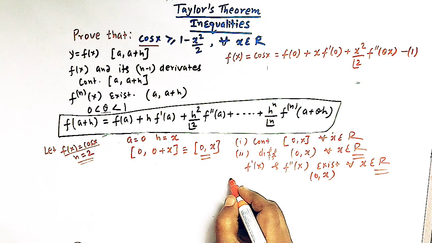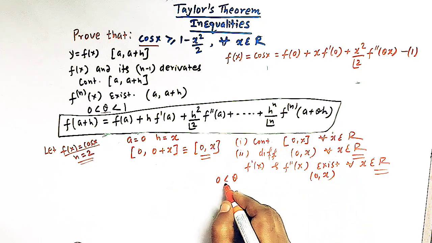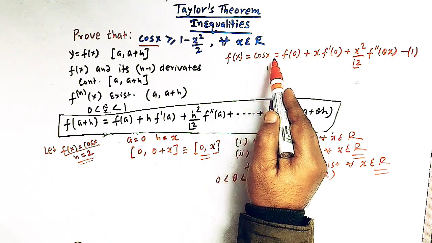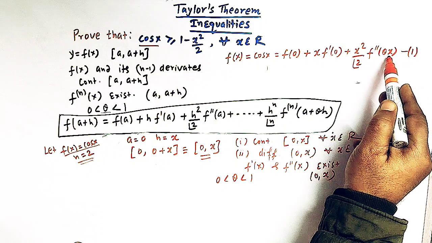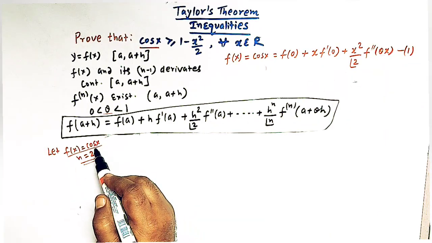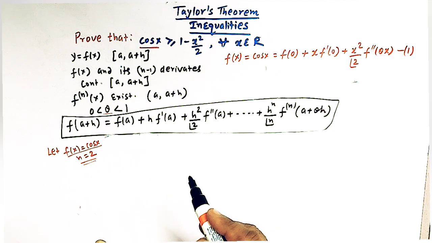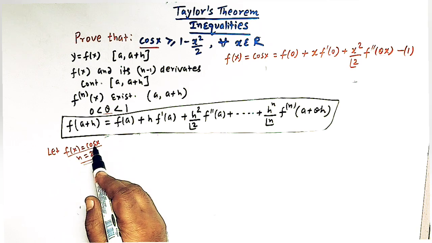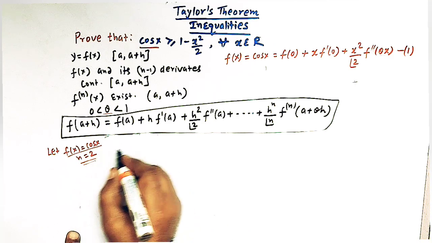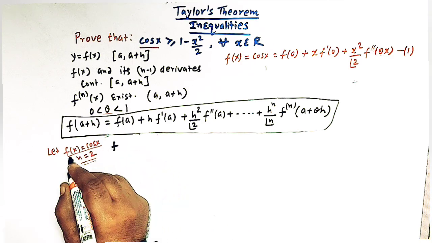Then there must exist at least one theta that is lying between 0 and 1 such that cos of x is given by this equation. So now we have seen that this function cosine x satisfies all the conditions required for Taylor's theorem, right? And moreover, this cosine function is continuous in the given interval, right? So let us find out the derivatives of this function.